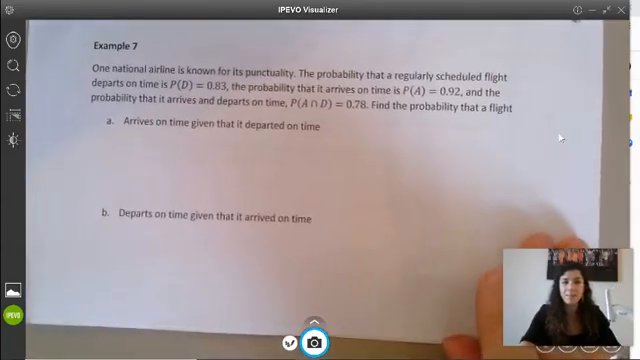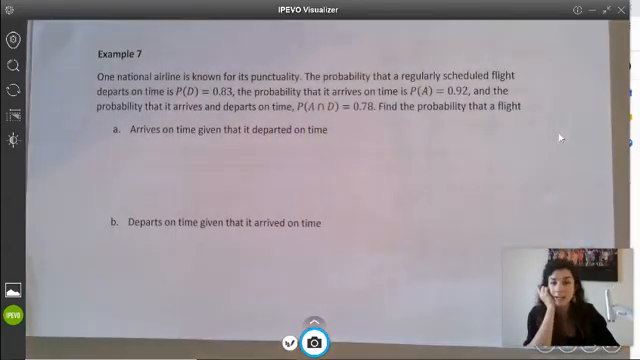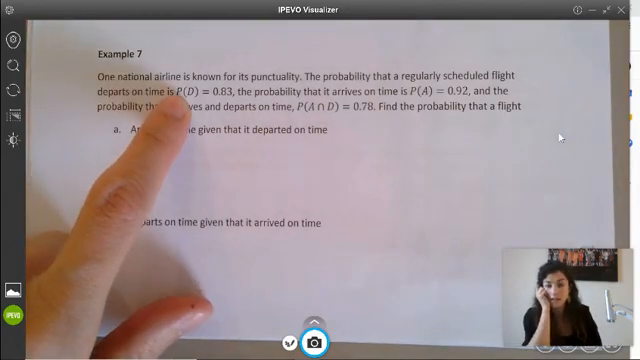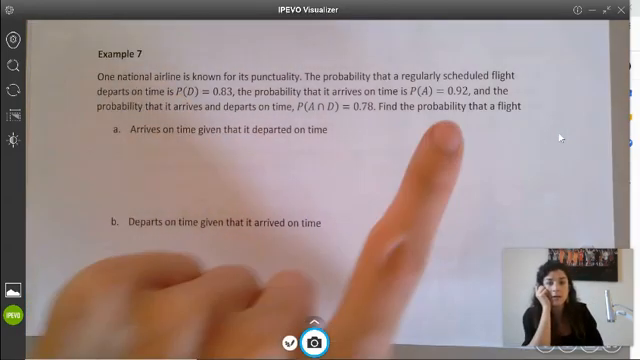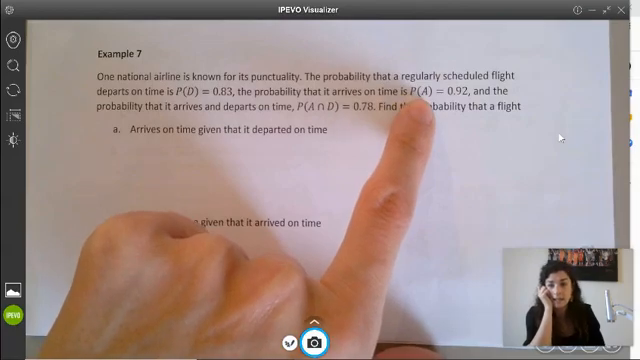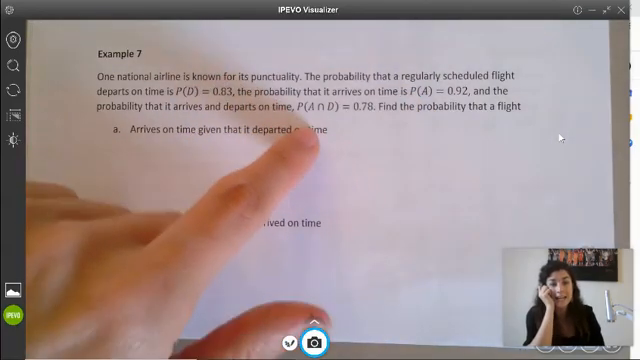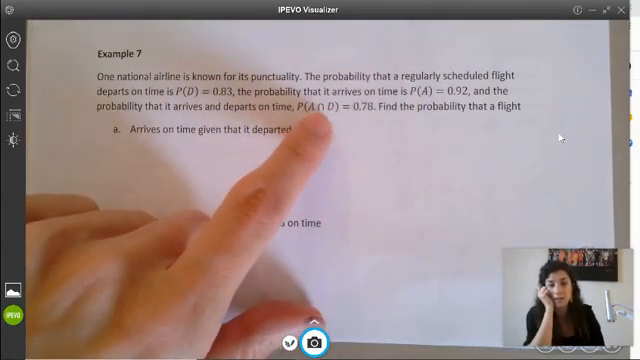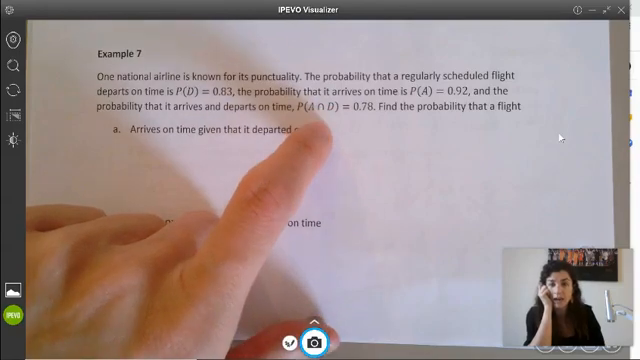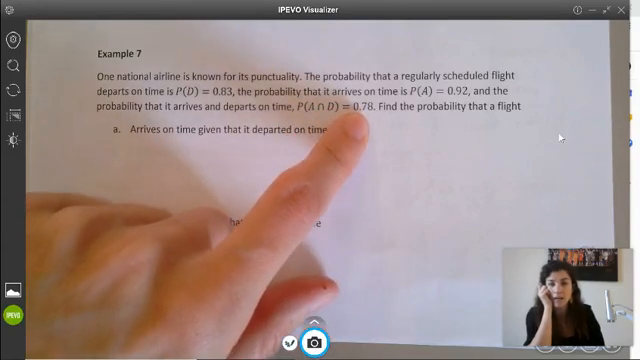Last example. One national airline is known for its punctuality. The probability that a regularly scheduled flight departs on time is this, and it gives us the probability. The probability that it arrives on time is this, and the probability that it arrives and departs on time, which is represented here by the intersection, right, is 0.78.